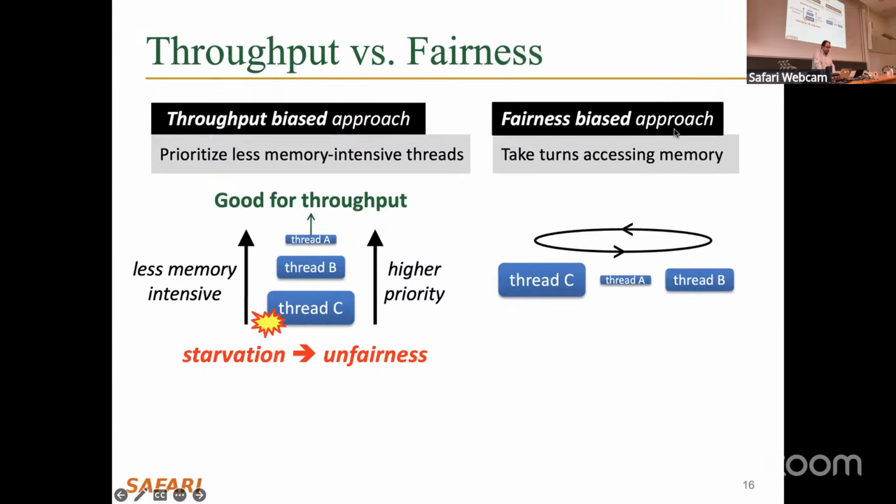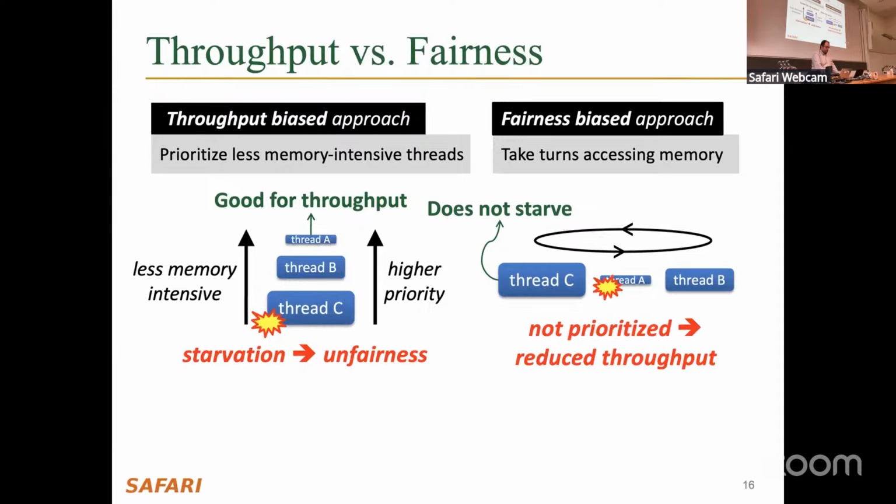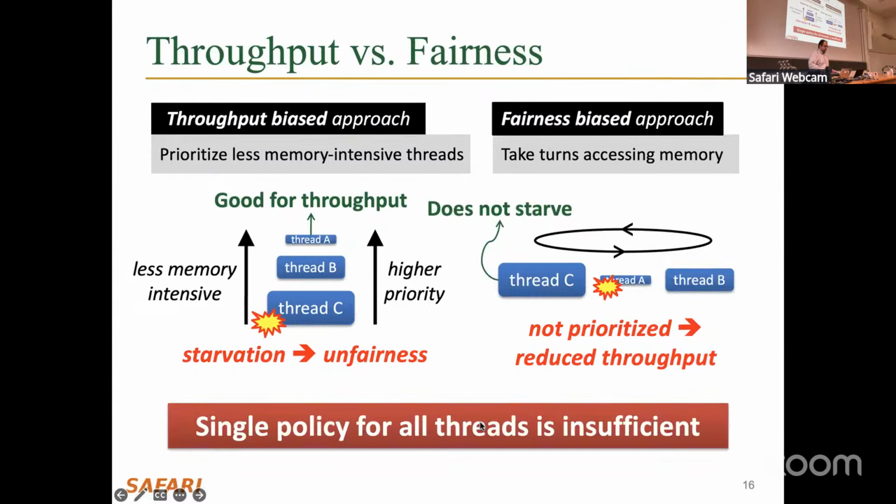Whereas for the fairness bias approach, different threads take turns accessing memory. So it can be thread C, thread A, and thread B, and basically you rotate this turn. So essentially here, these applications don't starve. However, thread A is not prioritized, which can reduce the overall throughput of the system. So this slide is saying that a single policy for all threads is insufficient. We need to be a bit more complex here to provide better techniques.